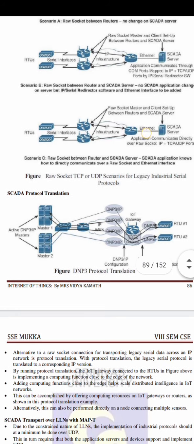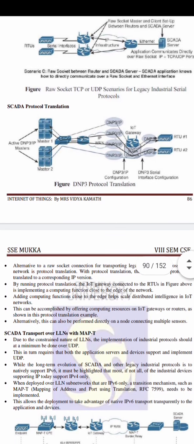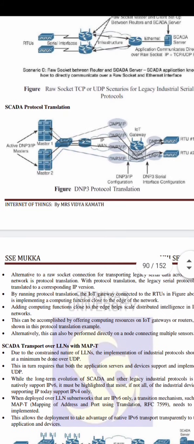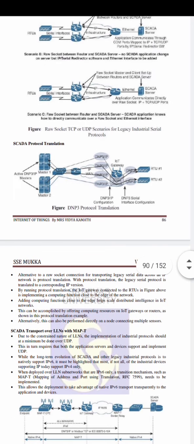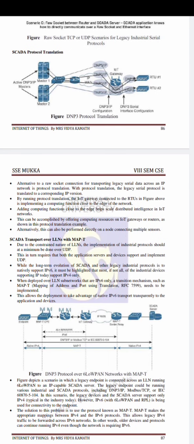That was only on the server side, but in protocol translation, your gateway nearest to your RTU itself is capable of understanding DNP3. So you can add computing functions in your gateways which are very close to the edge, and it will help in scaling your distributed intelligence. So this is about how the SCADA server and your RTUs can communicate with DNP3 and IP.